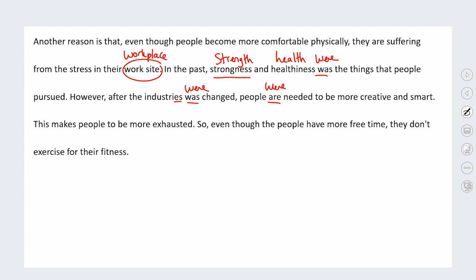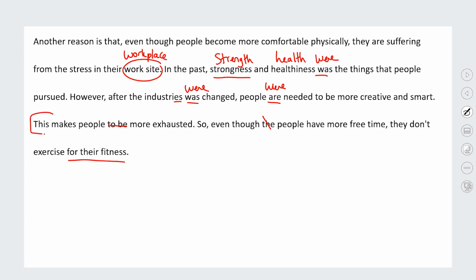This makes people to be more exhausted. So even though the people have more free time, they don't exercise for their fitness. Okay. So again, I'm like, okay, so they have tried to link to fitness here, but I don't really get the link between stress at work and people becoming more exhausted.